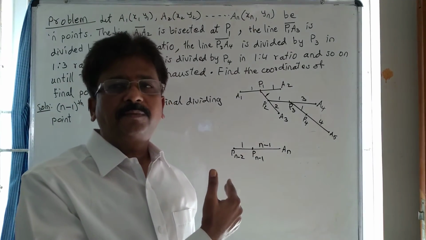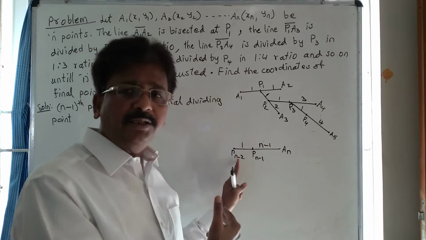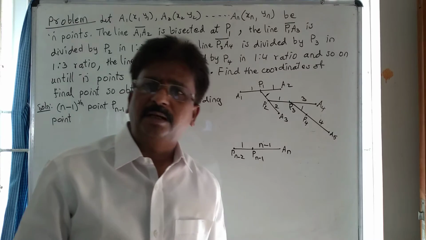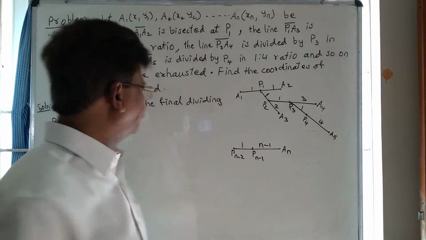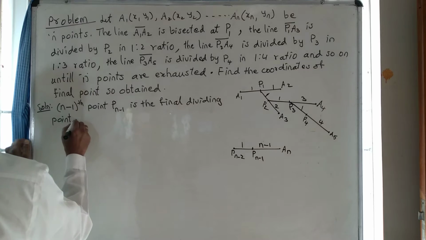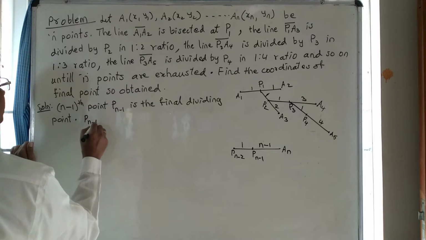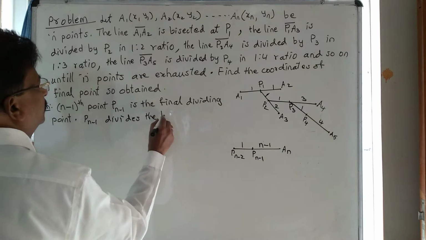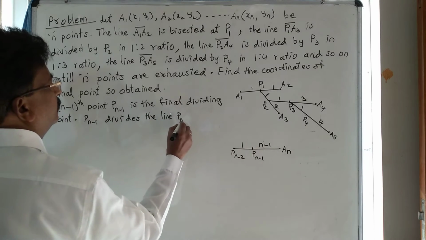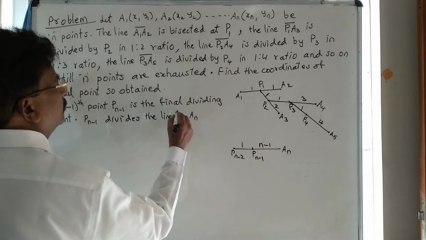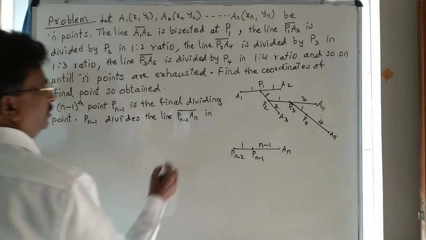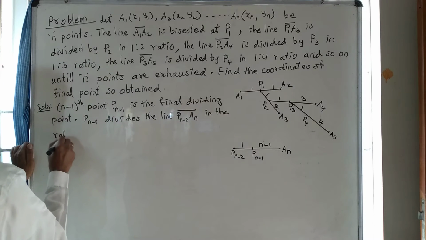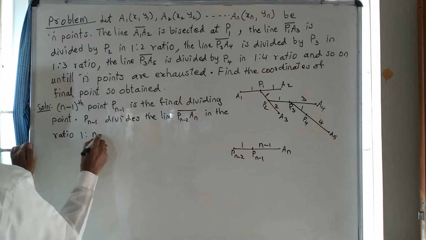The final dividing point divides the final line segment Pn minus 2 An in the ratio 1:n minus 1. I will write this one. The Pn minus 1 divides the line Pn minus 2 An in the ratio 1:n minus 1.